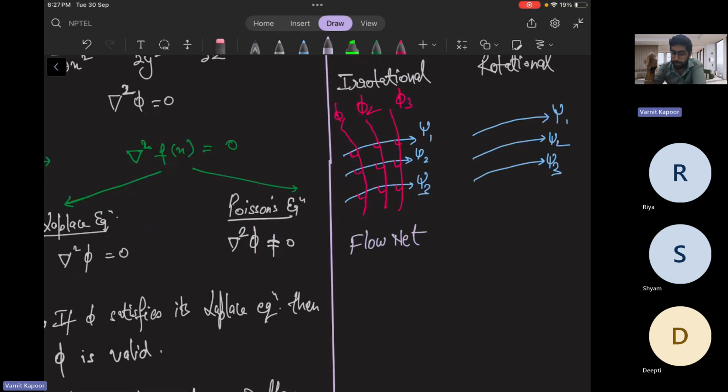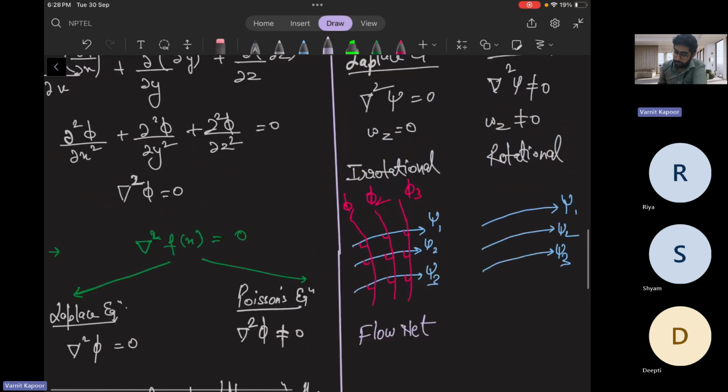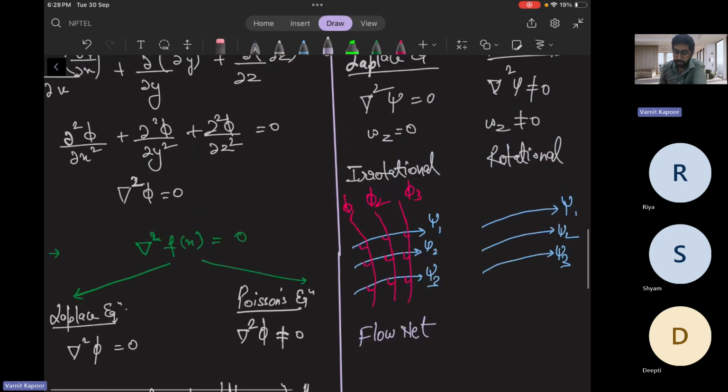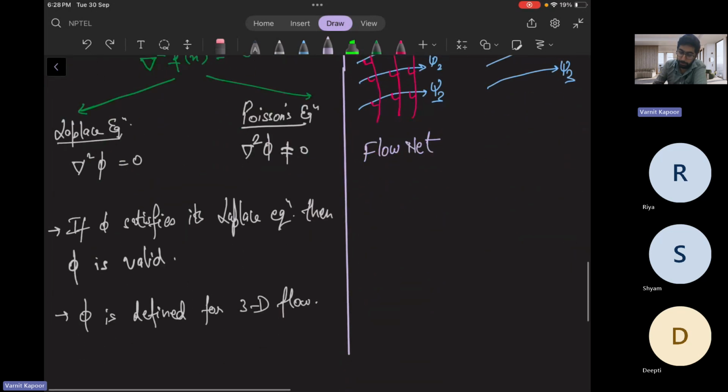Okay, where del square of psi is 0. Del square of psi is 0. So if psi satisfies its Laplace equation, then flow is irrotational. Otherwise not. So psi is defined for both rotational and irrotational flow. Here del square psi is not 0 on the right hand side. On left hand side, the del square psi is 0. Okay. So I'll write the point.